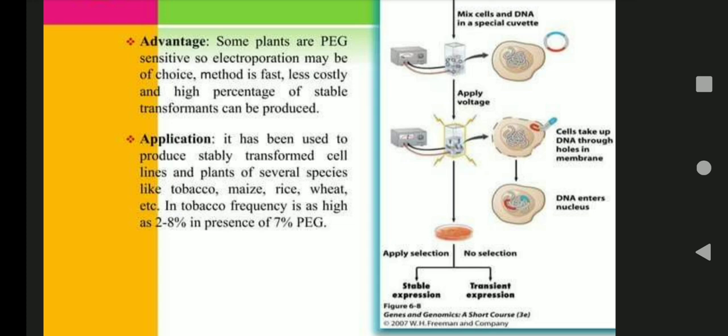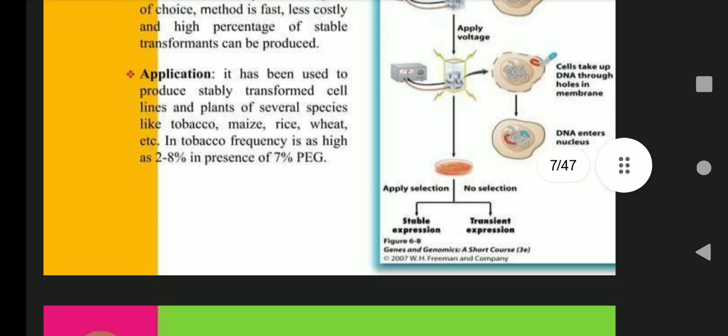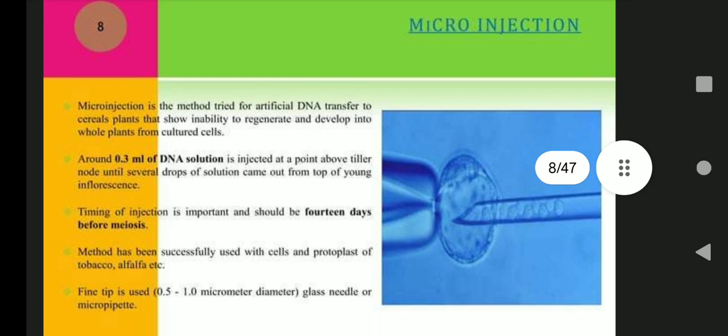In tobacco, the frequency is as high as 2 to 8% in the presence of 7% polyethylene glycol. The next method is microinjection. Microinjection, from the name itself, you can identify that the foreign DNA is inserted into the DNA of the plant as well as the animal cell. The most reliable choice for DNA transfer in animal cells is microinjection, when compared to the plant cell.